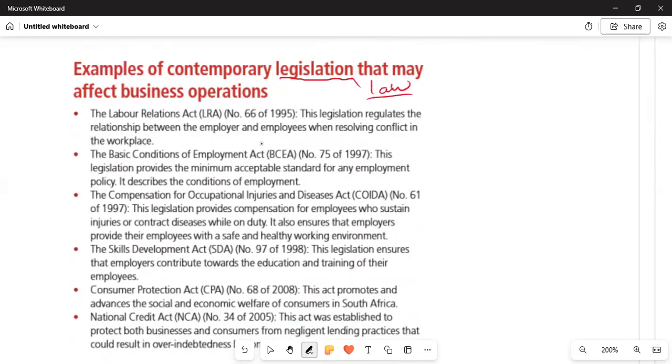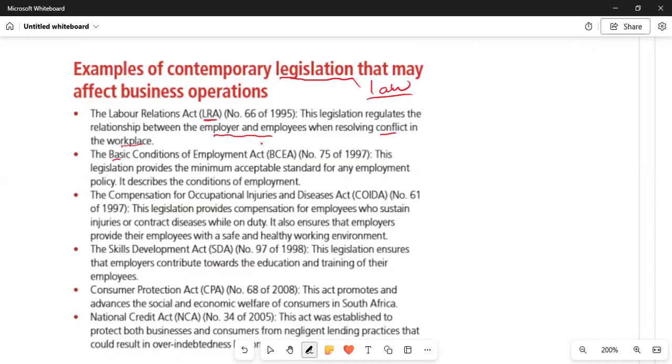So you see, the Labor Relations Act number 66 regulates the relationship between employer and employees when resolving a conflict in the workplace. We know that the employees will be represented by trade unions because they are allowed to join any union of their choice, while the employers will be represented by the management in the business, to try by all means to resolve the conflict and bring a good relationship between the two parties.